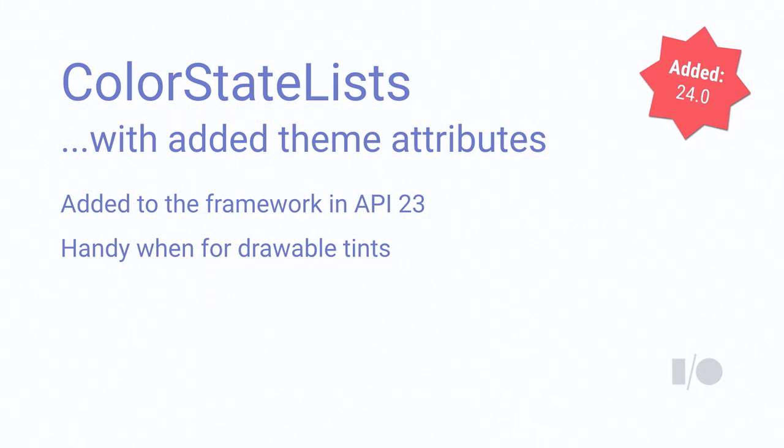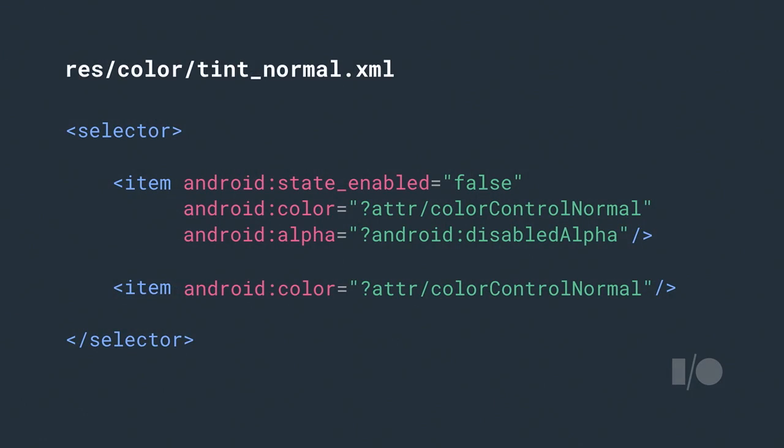Another thing we've added in AppCompat recently is color state lists, and specifically ones with themed attributes. So these were added to the framework in Marshmallow, and we've backported them back to API 7. And now this is in 24.0, so if you're using the preview, then you'll have this functionality. Internally, AppCompat uses this a lot for drawable tints. We've managed to reduce the amount of color state list code by loads by actually moving all of it into resources.